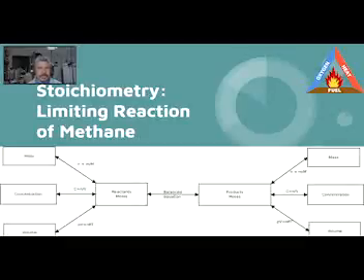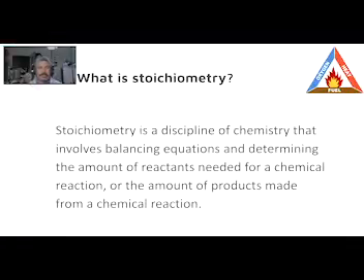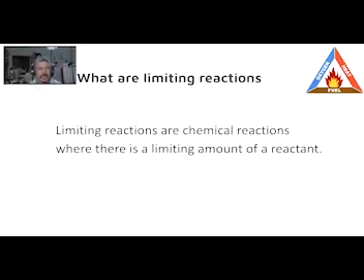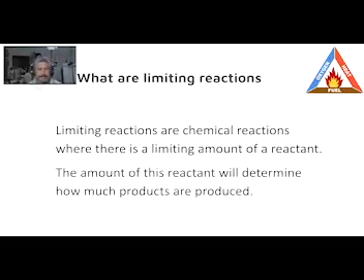Welcome back. We're going to continue our discussion of stoichiometry by looking at the limiting reaction of methane. Remember, stoichiometry is a discipline of chemistry that involves balancing equations and determining the amount of reactants needed for a chemical reaction, or the amount of products made from a chemical reaction. Limiting reactions are those chemical reactions where there's a limited amount of one of the reactants. The amount of this reactant will determine how much product is produced.